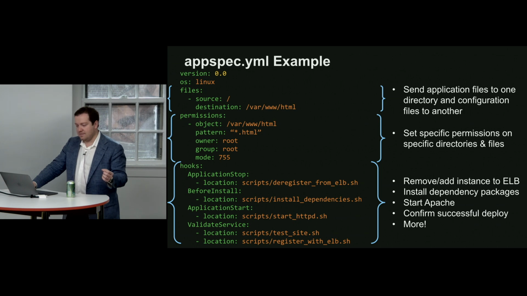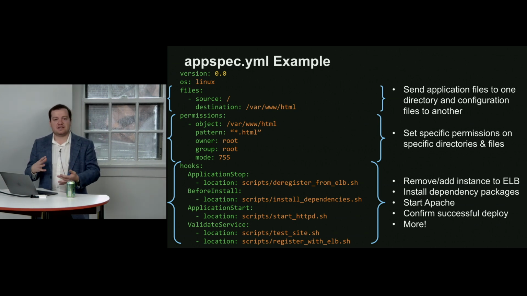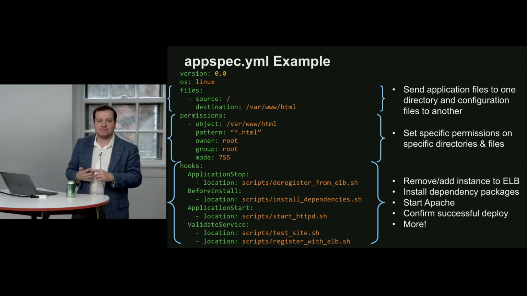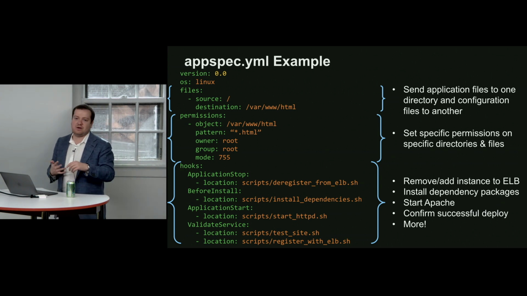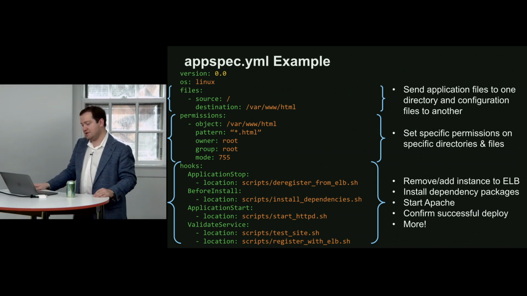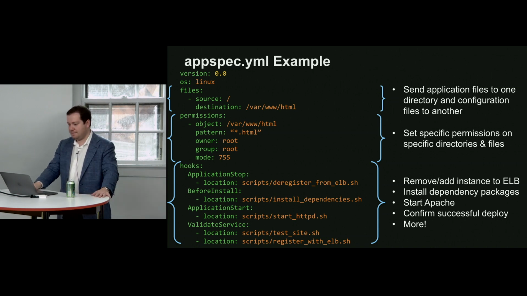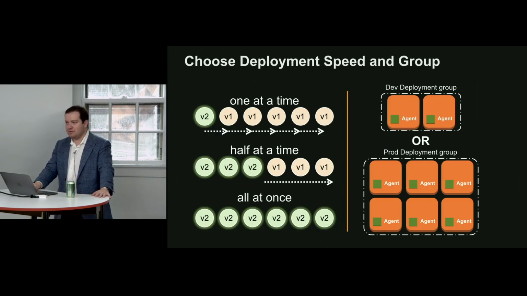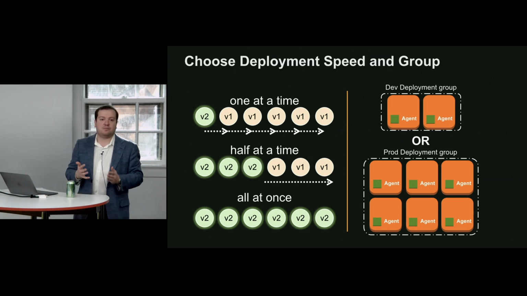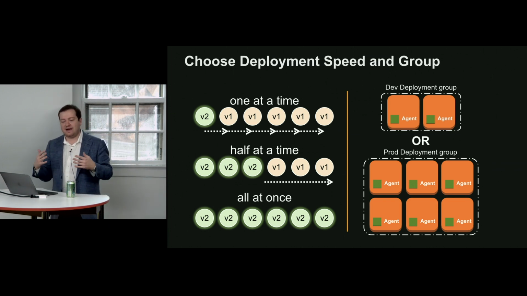So the hooks, these are what actually do the deployment. And these can be any kind of executable. It could be a shell script, could be Ansible, Chef, Puppet, whatever it is that you want to use. So you have different hooks where you can enter scripts that get run. You can also choose a deployment speed. So if you're deploying to production and you want to be super safe, you can deploy to one instance at a time, or you can do half at a time, you can do all at a time.